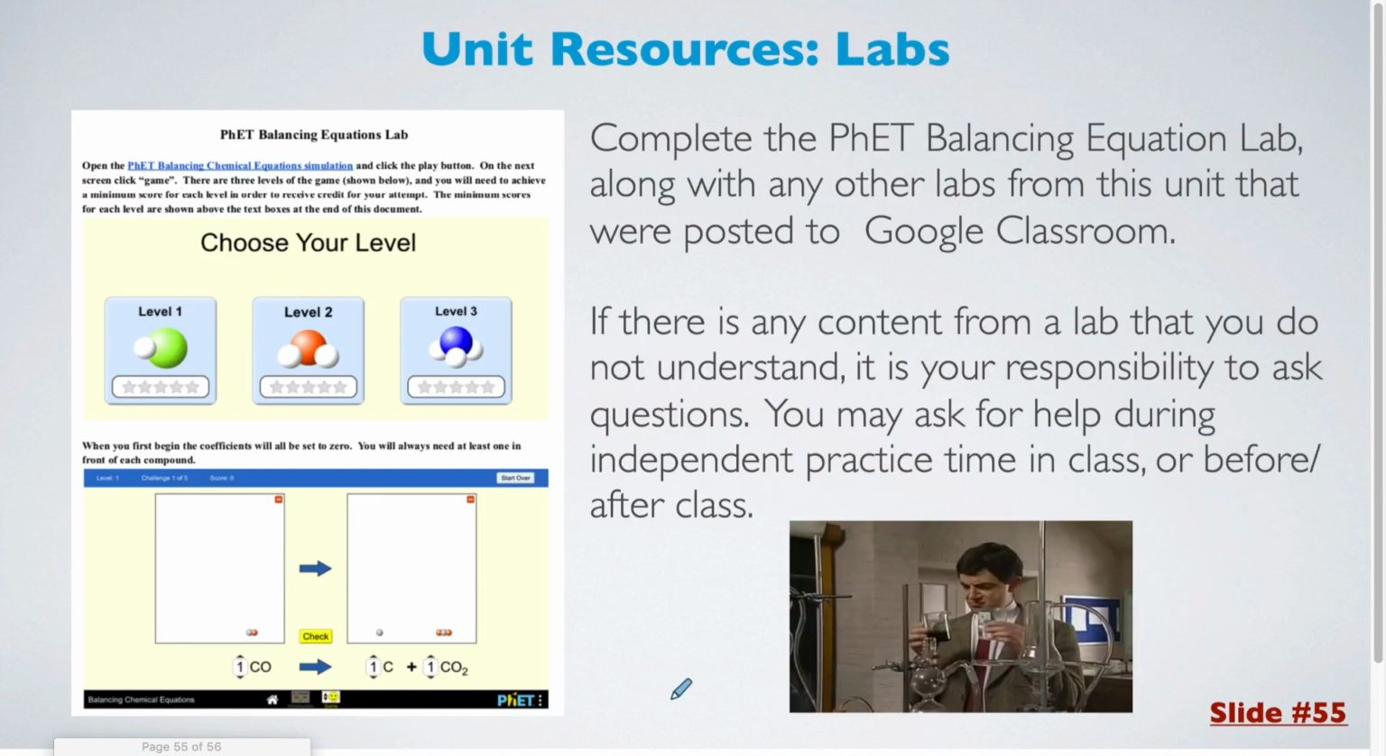You also have labs for this unit. This one here is the FET balancing lab, which we had our 3 levels for. So if you did not really understand that assignment or you didn't do particularly well on it, that's another thing that you need to seek out help for so that we can get you adequately prepared for the Unit 8 test.